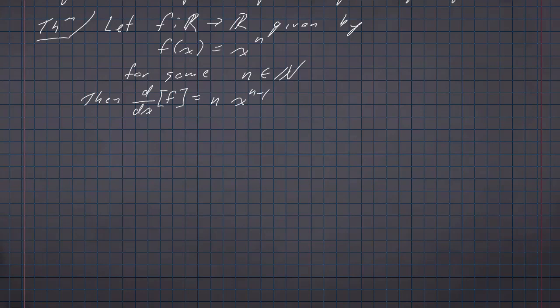And our claim is that the derivative of this thing is going to be n times x raised to the n minus 1 power. And we will prove this rule using the epsilon delta definition of a derivative.